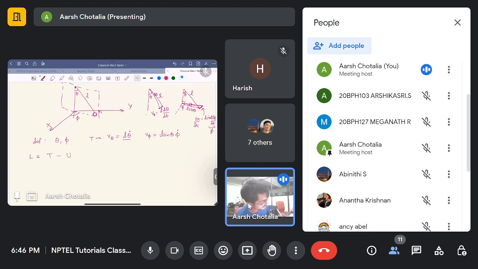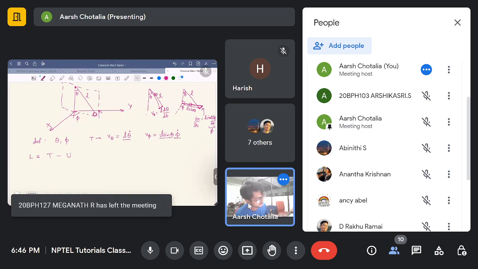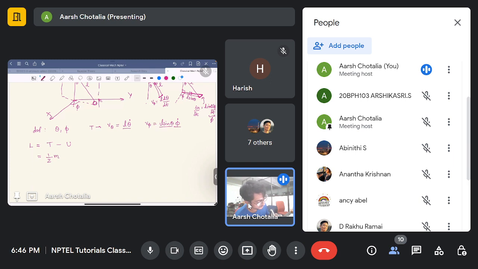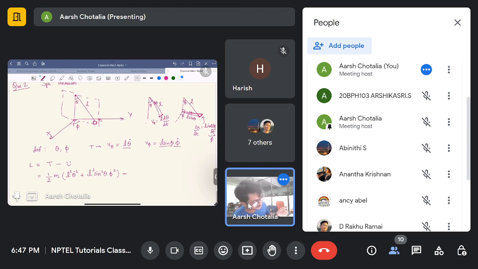So this is L times theta dot, this will be L sine theta phi dot. So now the Lagrangian becomes half m times v theta squared, that is L squared theta dot squared, plus v phi squared, that is L squared sine squared theta phi dot squared, minus the potential due to gravity.